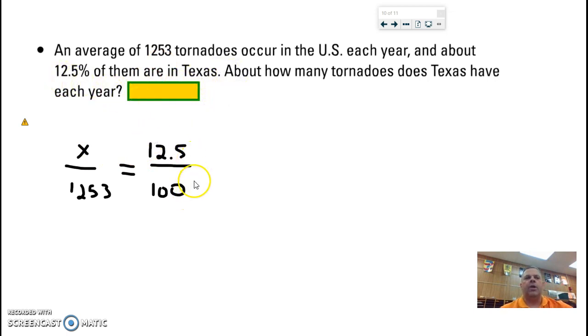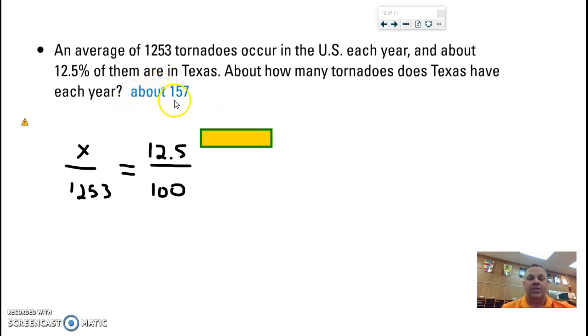When I cross multiply 12.5 times 1,253, I get 15,662.5. When I divide that by 100, my answer is about 157. The answer is actually 156.625, but since we cannot have 0.625 tornadoes, we will round up to about 157.